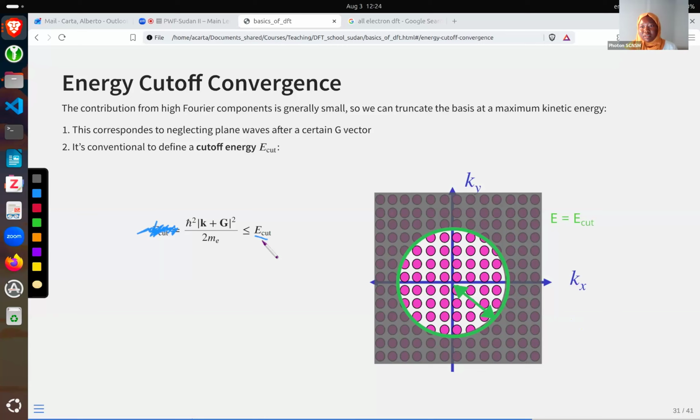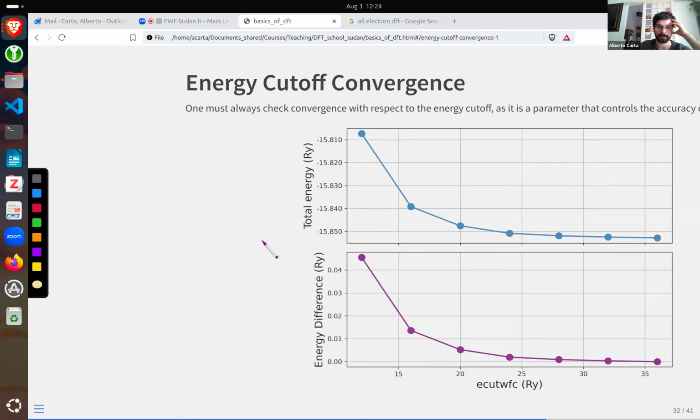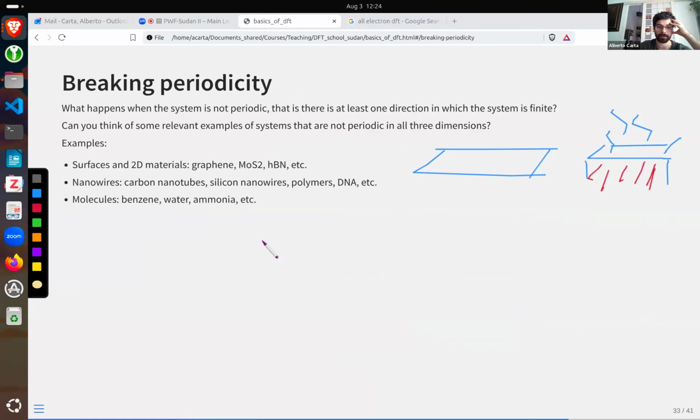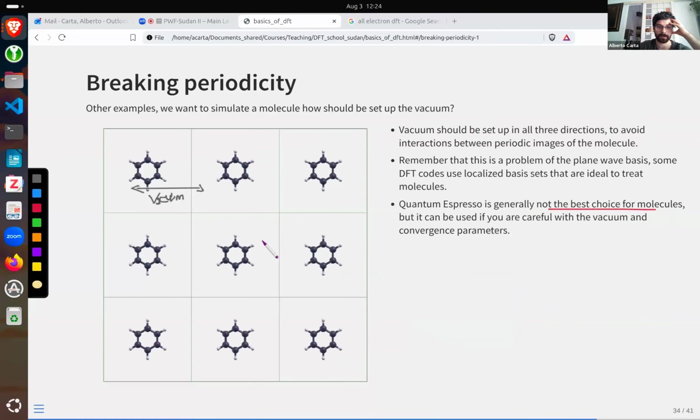Yes, Rania. I want to ask about the physical meaning of ECUT. Can we say it is? The physical meaning is the smallest wiggle of the wave function that you want to be able to describe. If you look at the pseudopotentials, maybe here it's more clear.